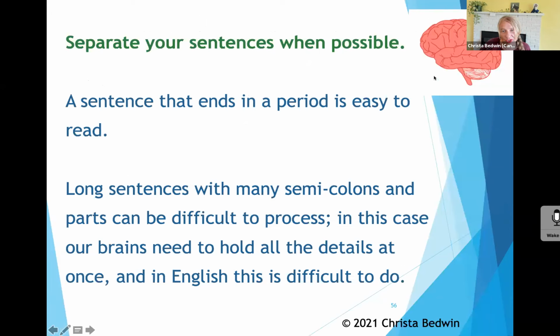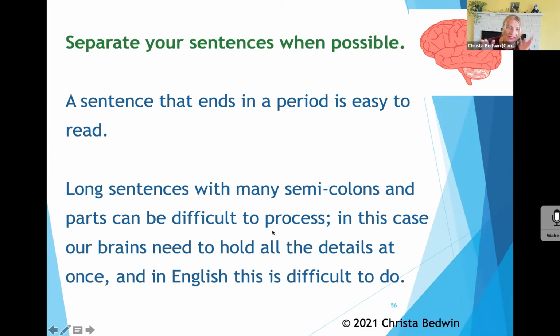So this is about our brain. A sentence that ends in a period is easy to read. Our brain turns this into a package. This whole thing here only has 1 period at the end. That's also a whole entire package. So our brain has to hold all of these details in their brain at the same time. And so long sentences with many semicolons and parts can be difficult to process. Semicolon. In this case, our brains need to hold all the details at once, and in English, this is difficult.